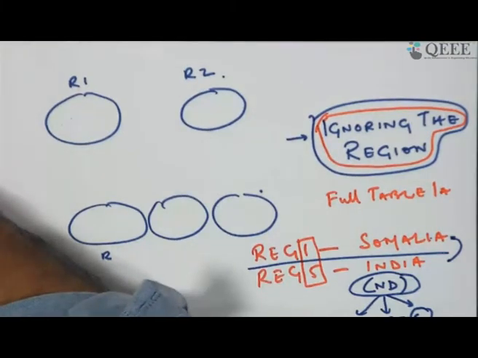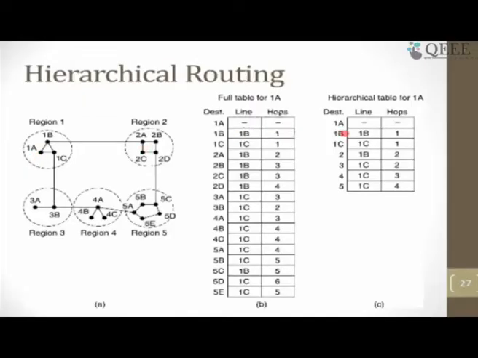Now see, 1A has 1B, which is 1 hop, and 1C, which is 1 hop. Now, if you want to go to region 2, how will you go?